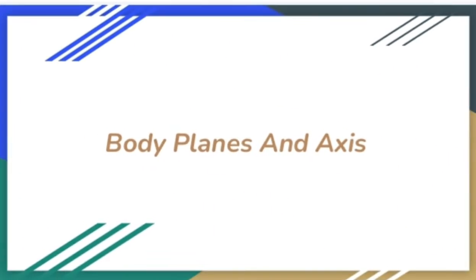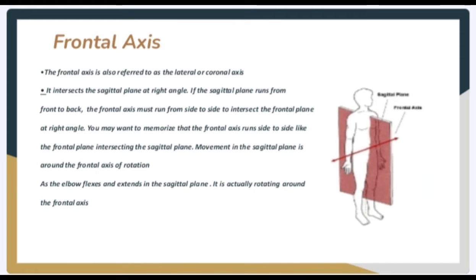Body planes and axis. Frontal axis. The frontal axis is also referred to as the lateral and coronal axis. It intersects the sagittal plane at a right angle. If the sagittal plane runs from front to back, the frontal axis must run from side to side to intersect the frontal plane at a right angle.